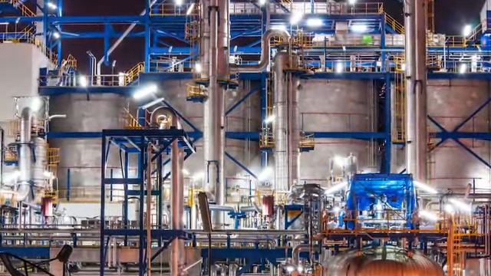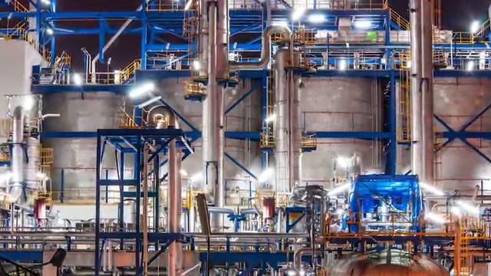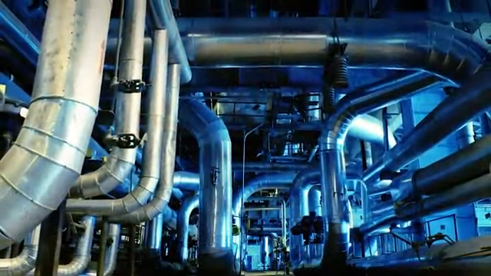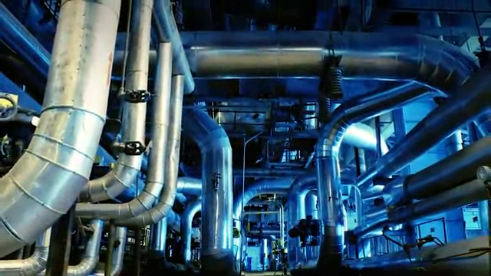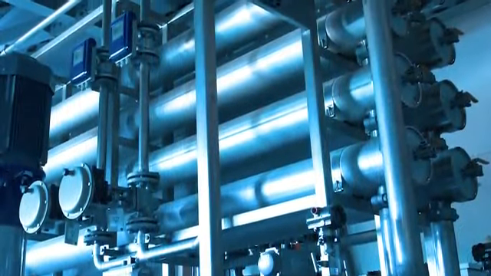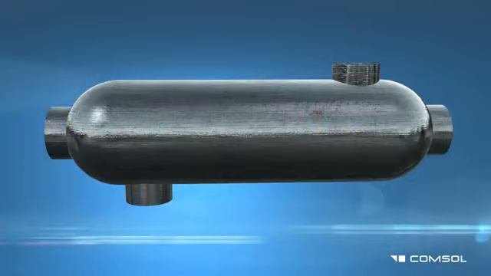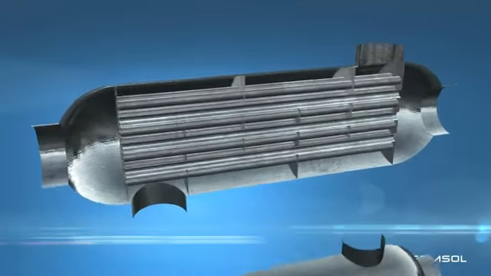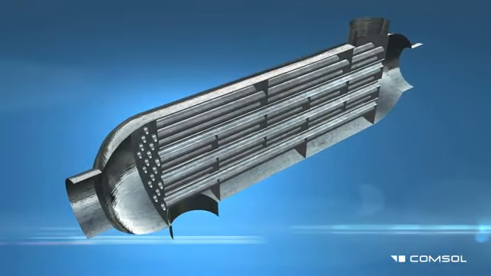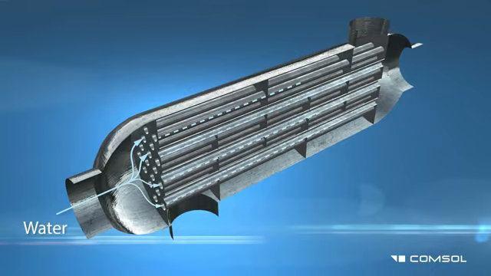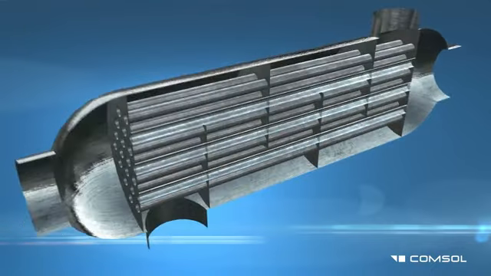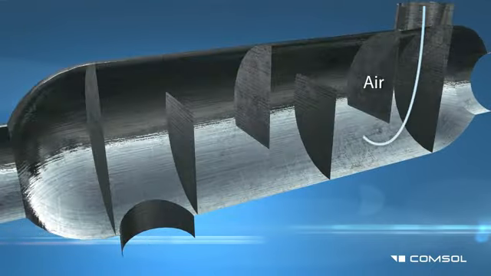A shell and tube heat exchanger is often found in refineries as well as other large-scale plants. There are several design variations and operating conditions that impact the optimal performance of such devices. For the purpose of this example, we will be analyzing a straight cross-flow, one-pass tube heat exchanger with water flowing through the tube side and air flowing through the shell side.